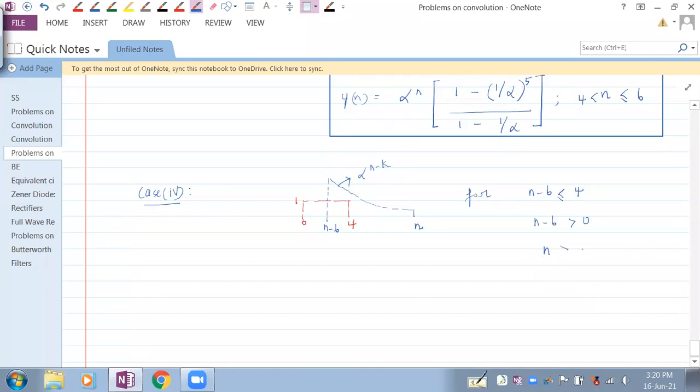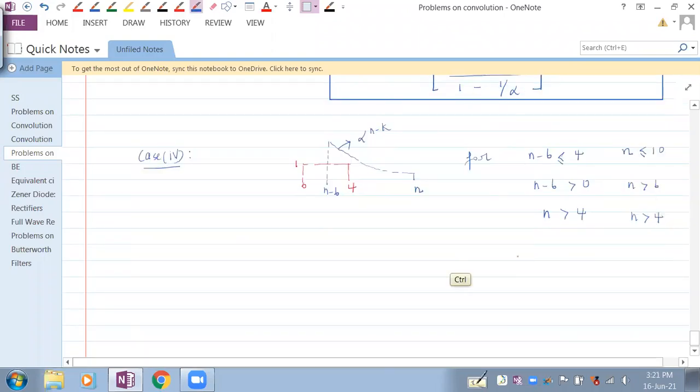So among this, what would this look like? This would look like now n less than or equal to 10. So this is n greater than 6. So this is n greater than 4. So here we'll have two ranges. One is n greater than 6 less than or equal to 10, or n greater than 4 less than or equal to 10. So which range you will consider?